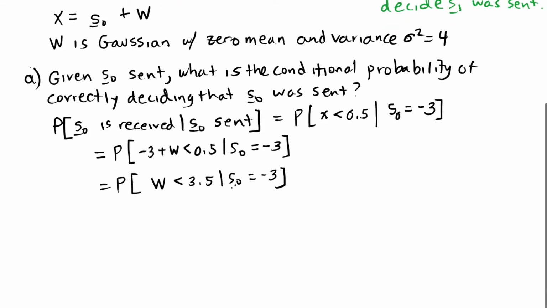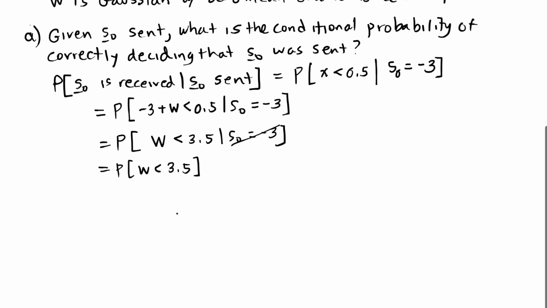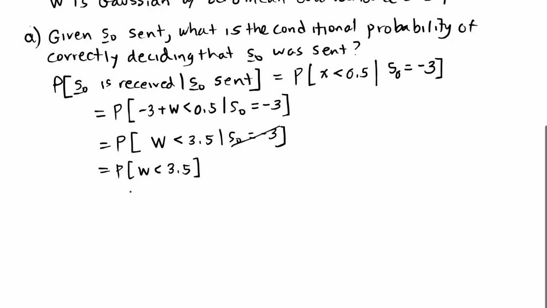And it doesn't really matter at this point what S0 is. We've included all of the given information on this side, so we don't actually need to continue to write down this event. And this is a statement about a random variable W that has a Gaussian distribution with zero mean and variance 4.